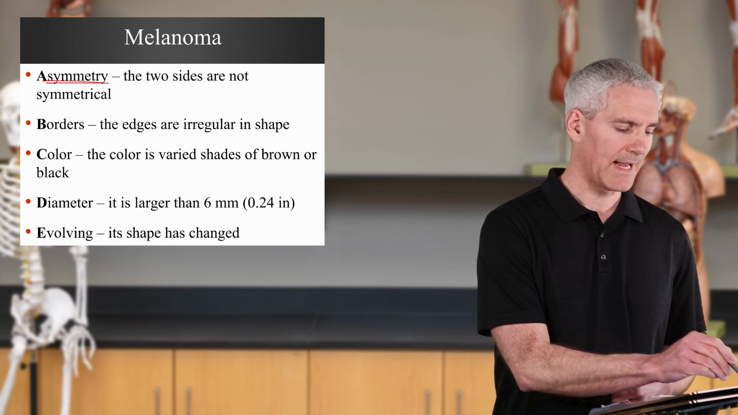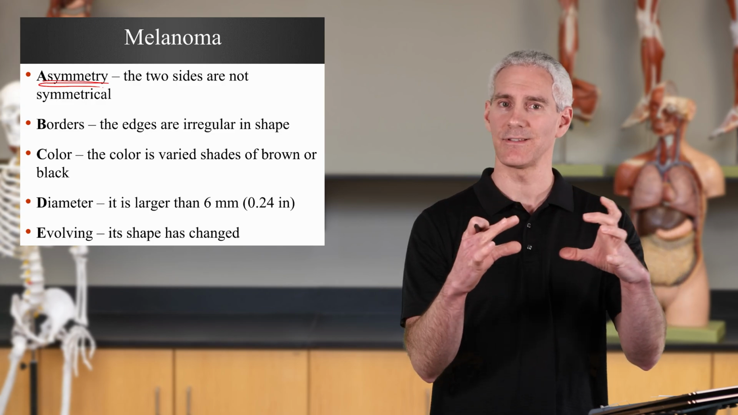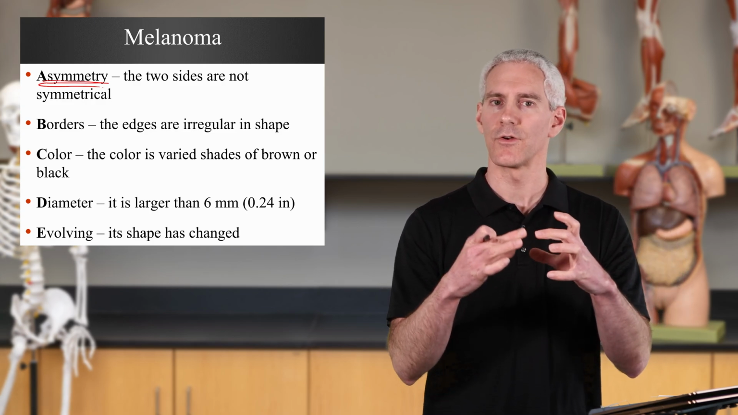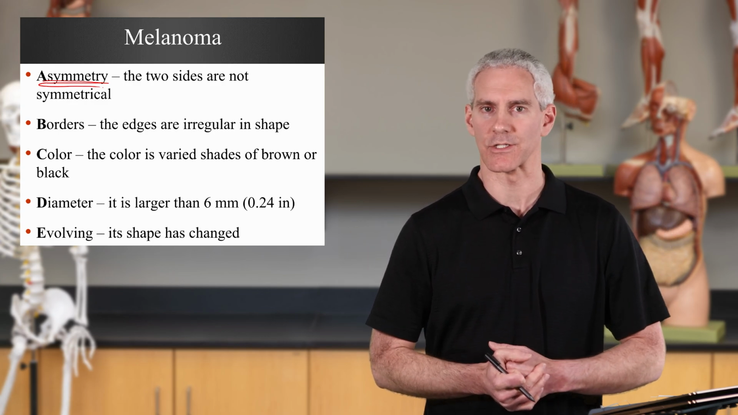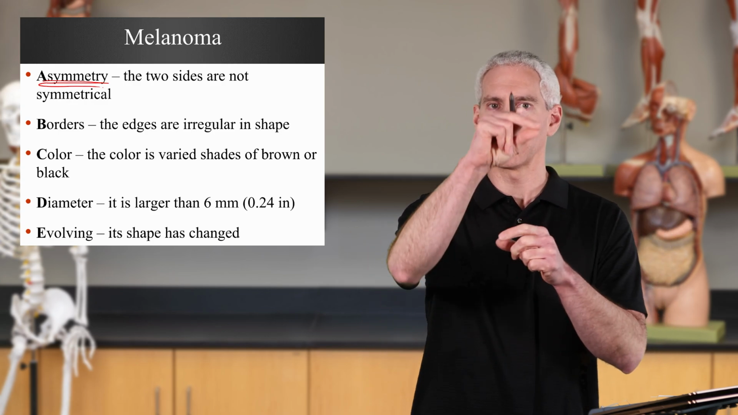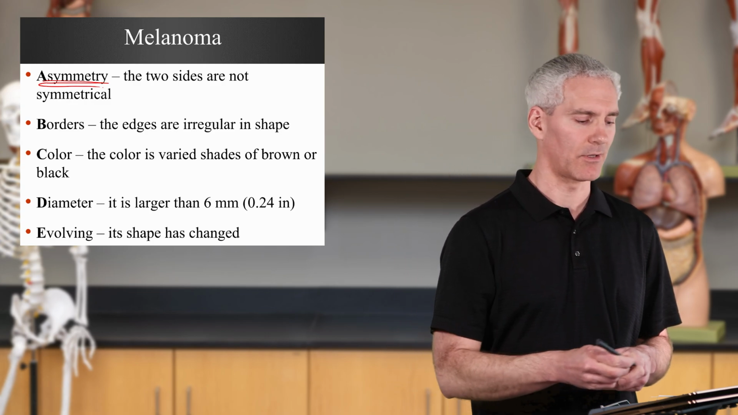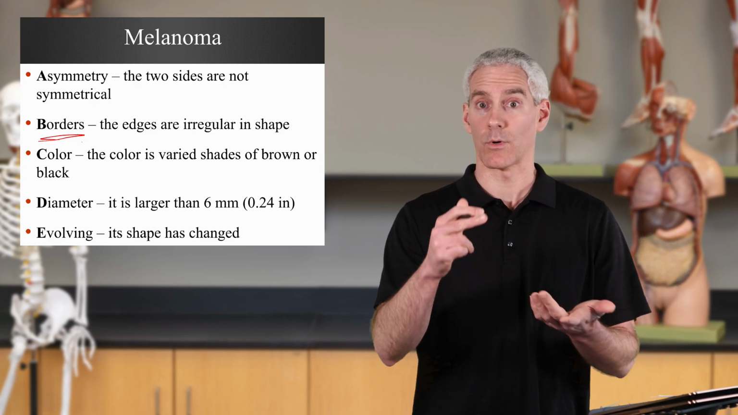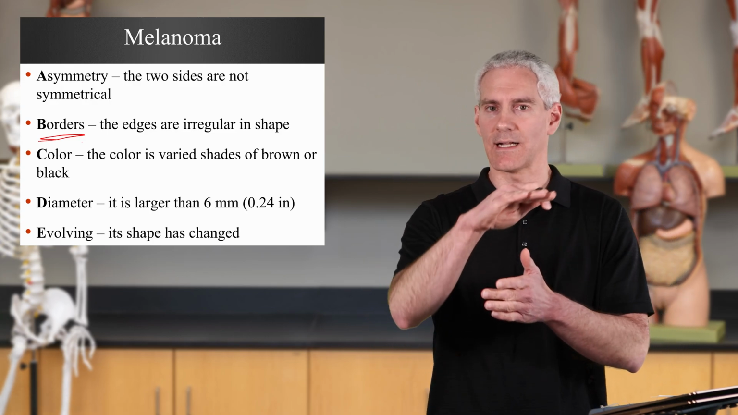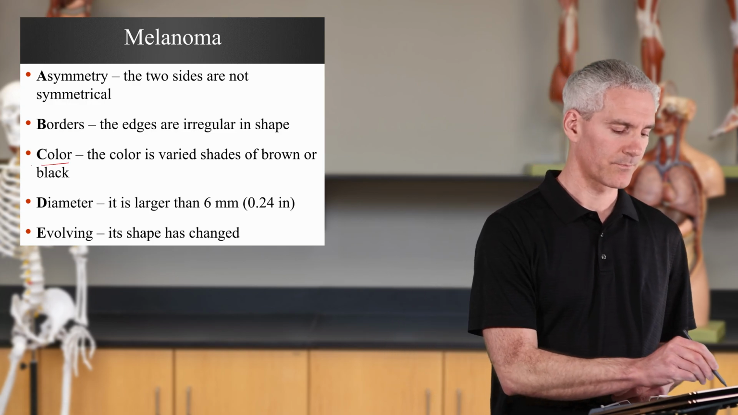So the first one, asymmetrical. In the case of asymmetrical, the two halves just don't match up. They're not growing in a normal circle or square or oval or any shape you want to describe it as. One side's coming over here, one side's going down here, but you can tell they're asymmetrical, not even. Borders. The borders aren't regular. They're bouncing in and out. It's not a nice normal shape to it. So you have these irregular borders.